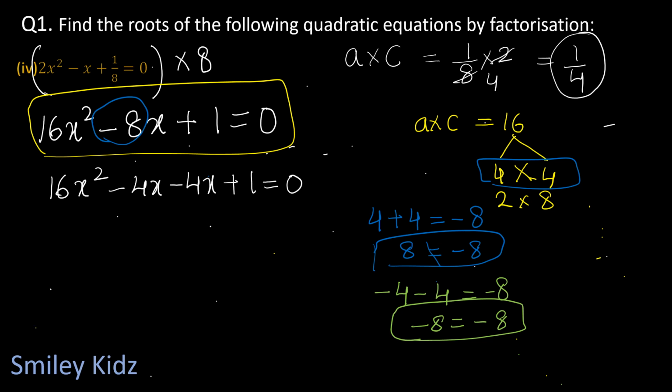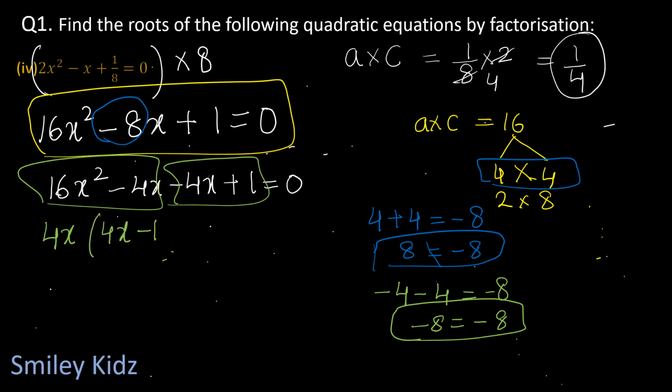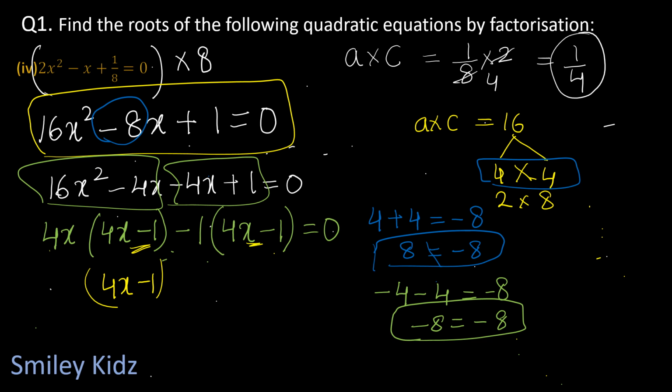Now I'm going to take something common out of both the sets. Right. So in the first one, I'm going to take out 4x common. So I'll be left out with 4x minus 1 in the brackets. And in the second one, I'm going to take out minus 1 common and I'll be left out with 4x minus 1 again in the brackets. Now, 4x minus 1 is common in both the cases, isn't it? And again, I have 4x minus 1. So 4x minus 1. Now, both of them must be equated to 0.